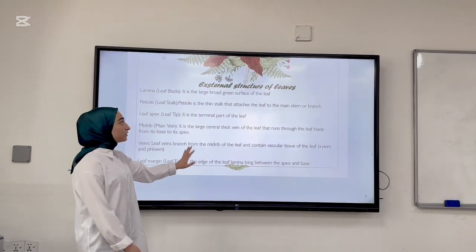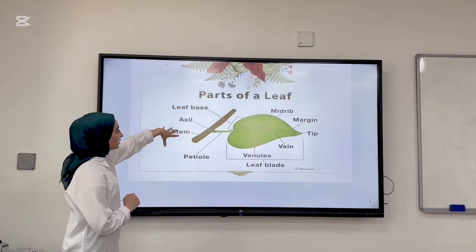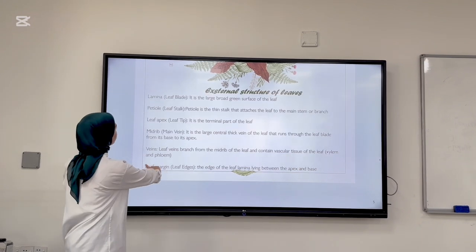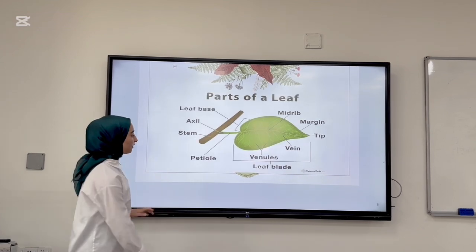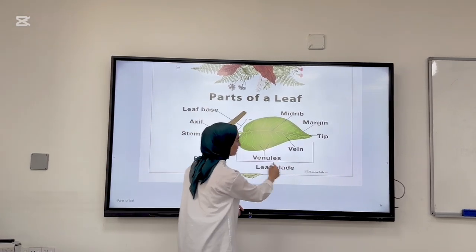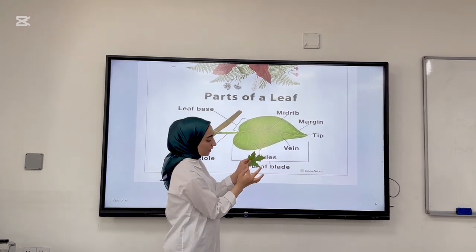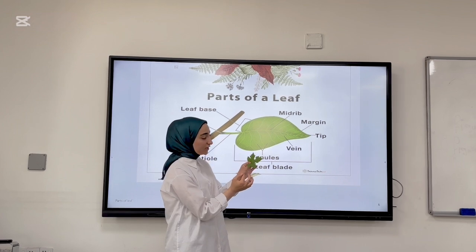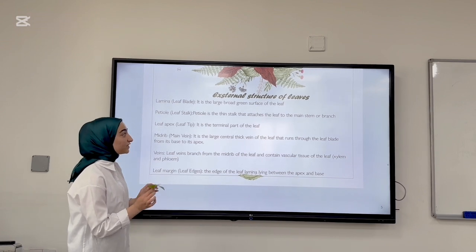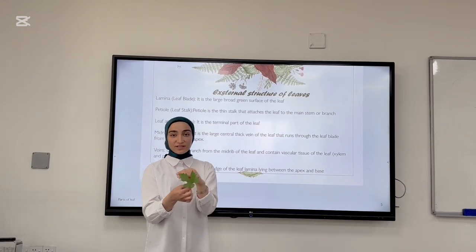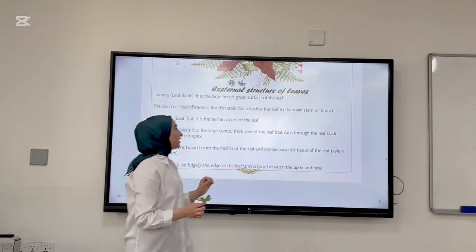Now let's talk about the external structure of the leaf. Here I put a picture, and the first part we have is the lamina. We can also say leaf blade. From here to here is the leaf blade. So what is the leaf blade? It is the large, broad, green surface of the leaf, the whole green part of the leaf. This is the leaf blade.